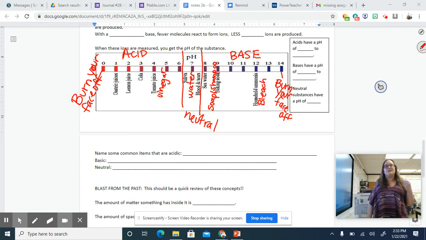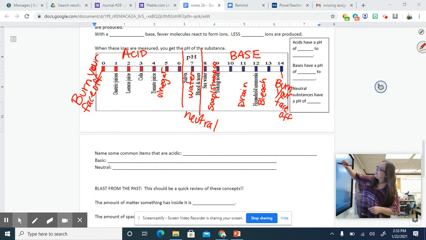Bases tend to be a little slippery. Have you ever felt bleach? It's kind of slimy. And that's what soap is, kind of slimy. It's just one of the features of bases that they're kind of slimy. Drain cleaner, like Drano or whatever, is usually around an 11. Okay, so I would want you to add all those things in.